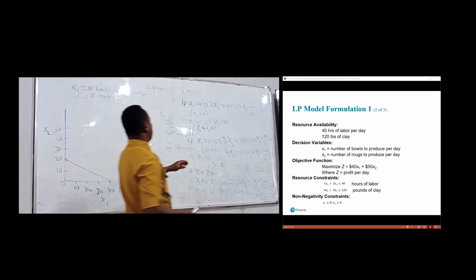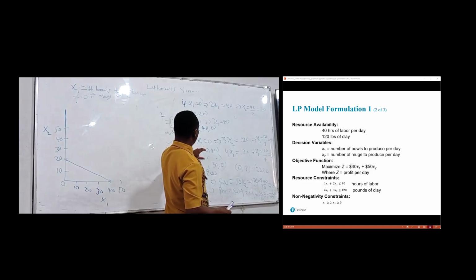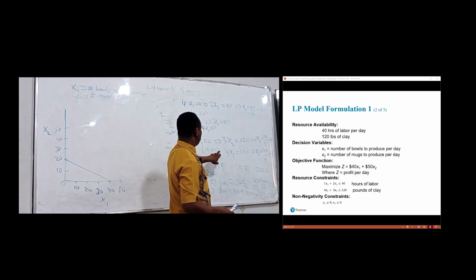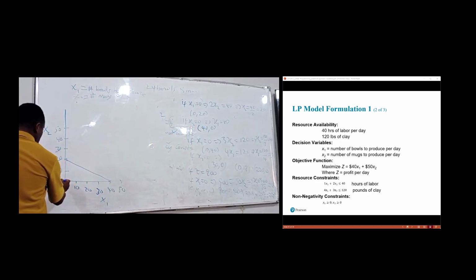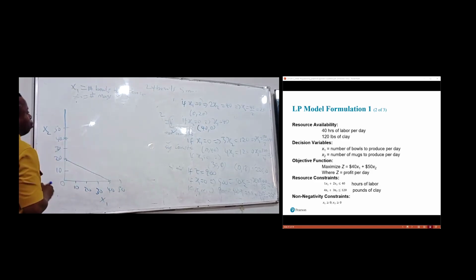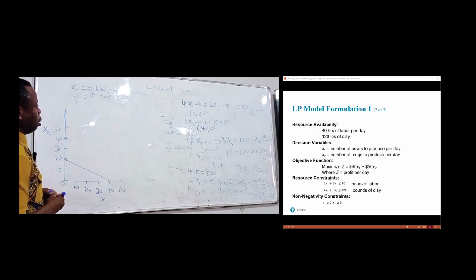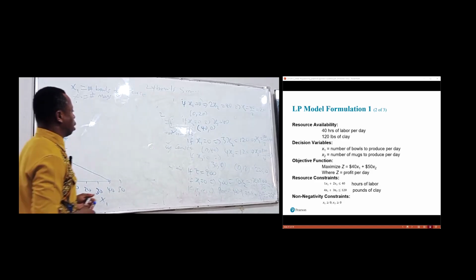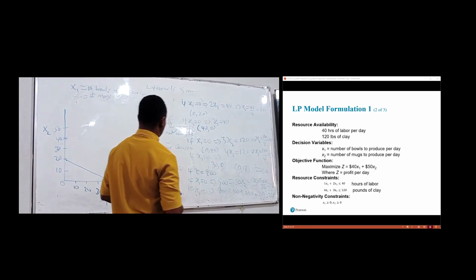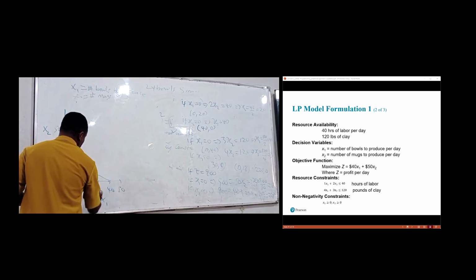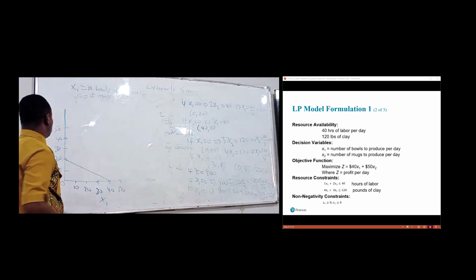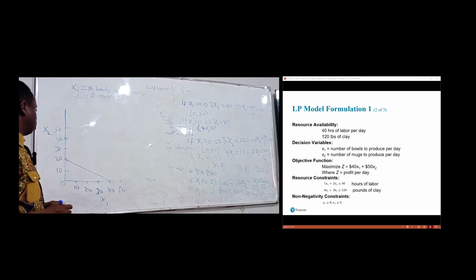Let's look at the clay constraint. The coordinates are 0, 40: 0 for x1 and 40 for x2. And then the other one is 30, 0. So that's this point. I connect them once again.